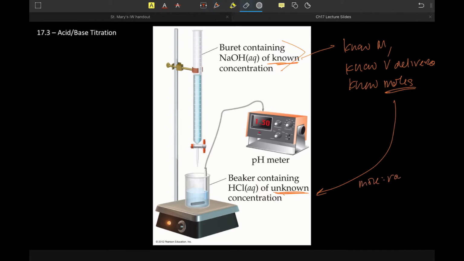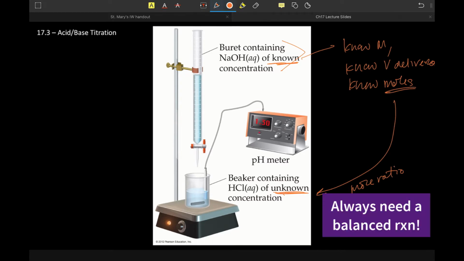And then I can relate those moles to the moles of unknown via a mole ratio, right? Now, all that is unchanged. The setup of a titration is the same too.